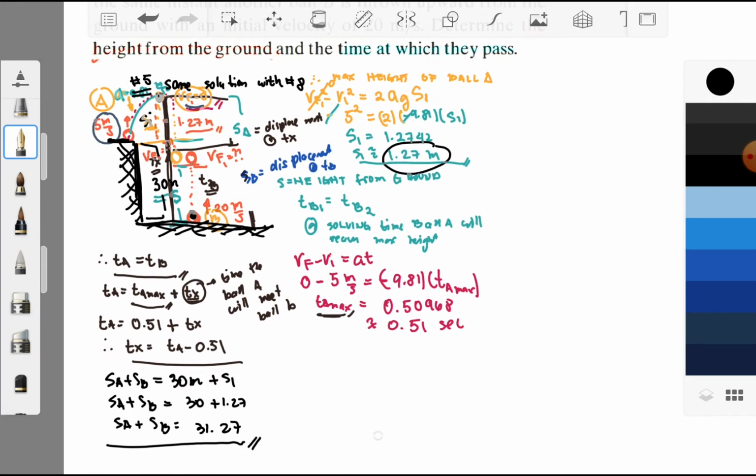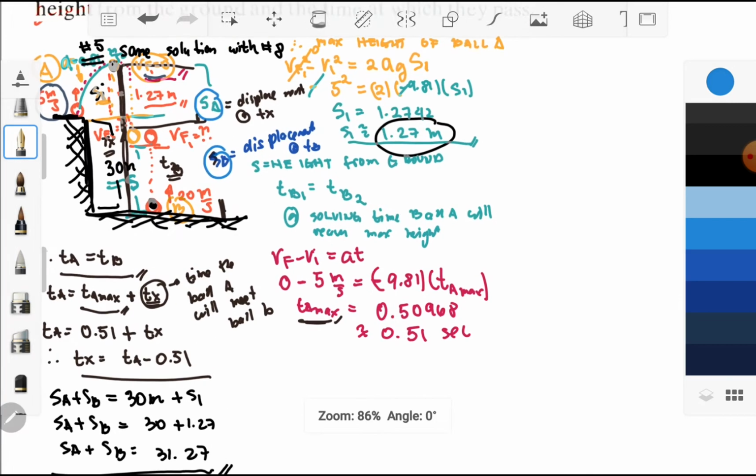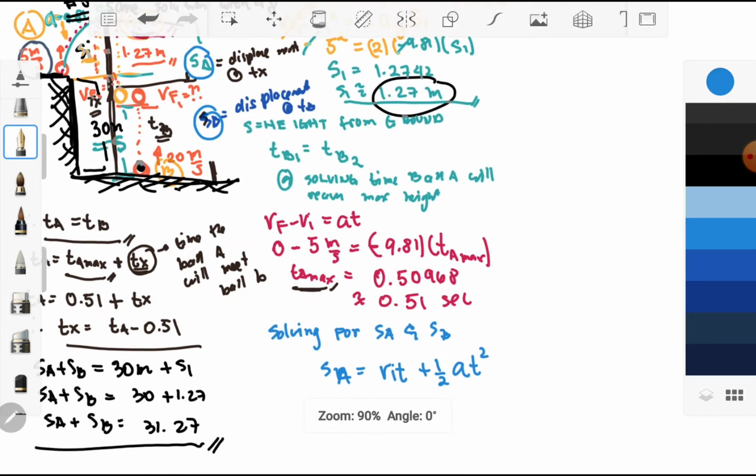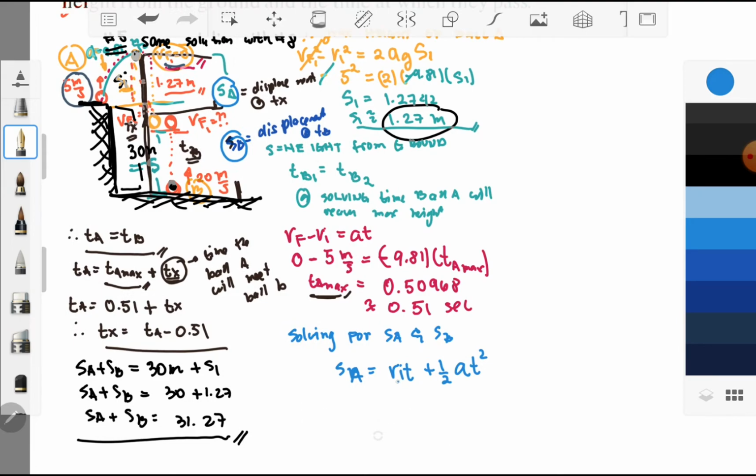You already know what we will do next. Let us solve for the value of your SA and your SB. So, solving for SA and SB, we all know that our SB is unknown and our SA is unknown, because we are getting the height where the two will meet. So, particularly, our SA is just equal to VIT plus 1/2 AT squared, wherein our A is the acceleration of gravity. Take note that this VI is equal to 0, since this is what we consider as VI.